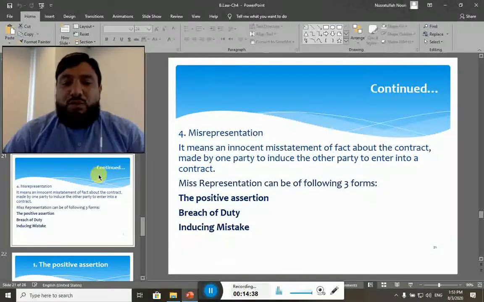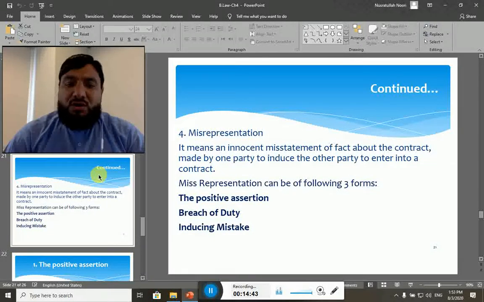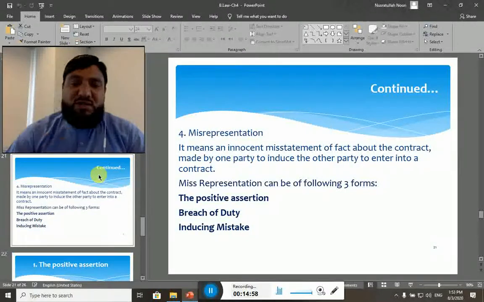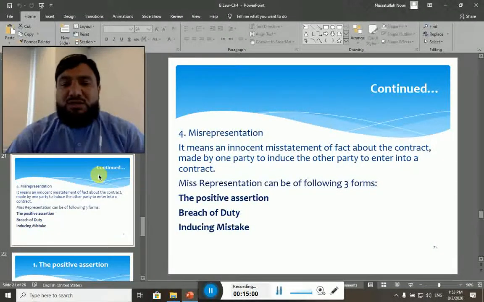For example, you assert something positively, you exaggerate about something, you start saying positive things about something which actually does not have those. This is called misrepresentation. Or for example, if something is actually of some benefit, but you start explaining more benefits of that thing, which makes the other person come under your effect and give his consent, and later on, when he sees there is actually something else, his consent becomes not free.